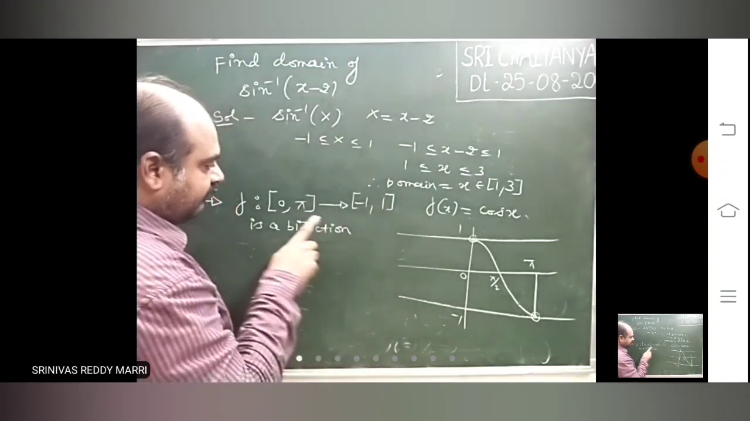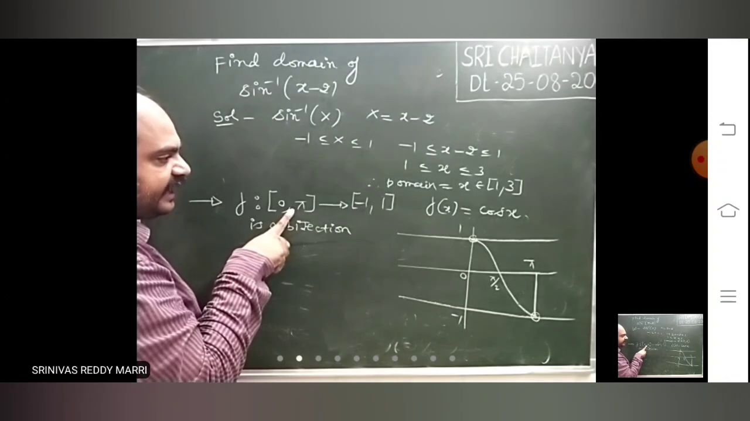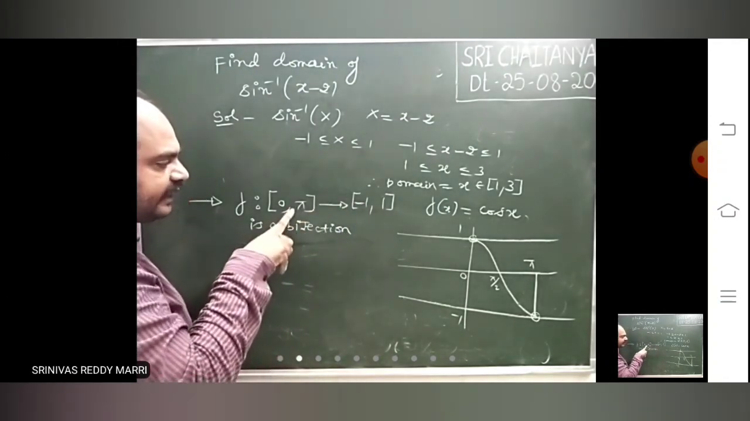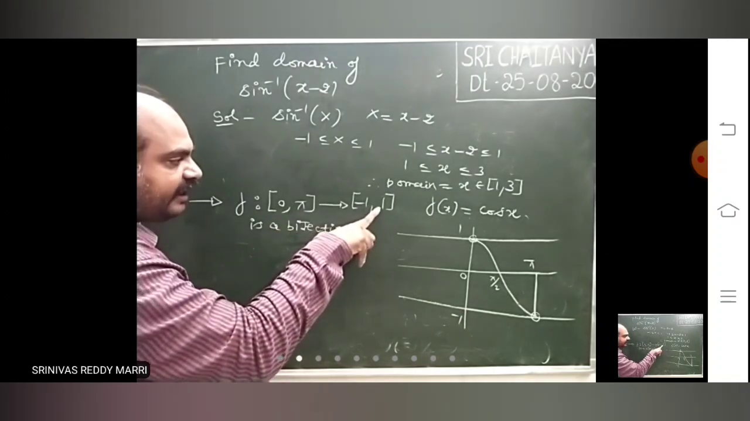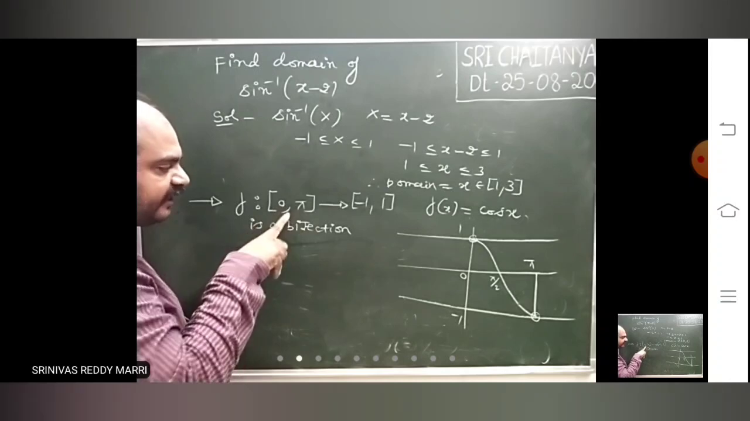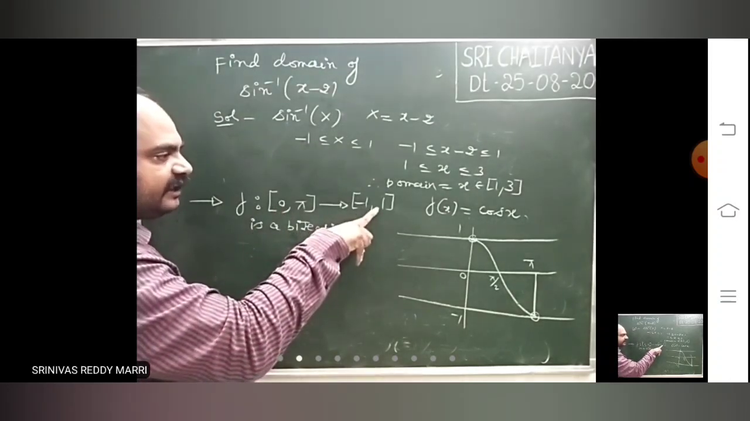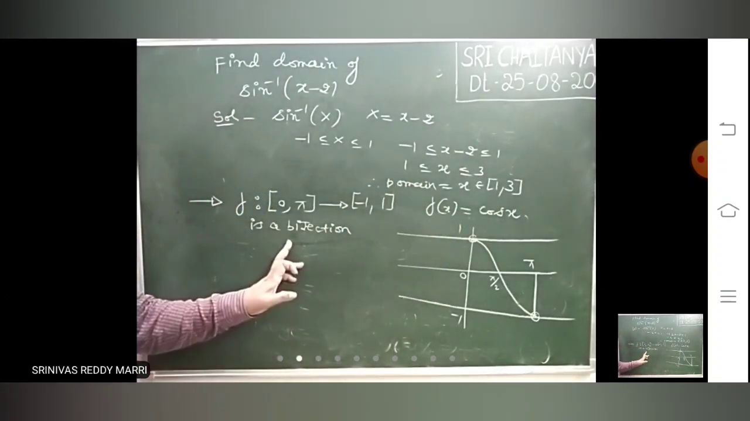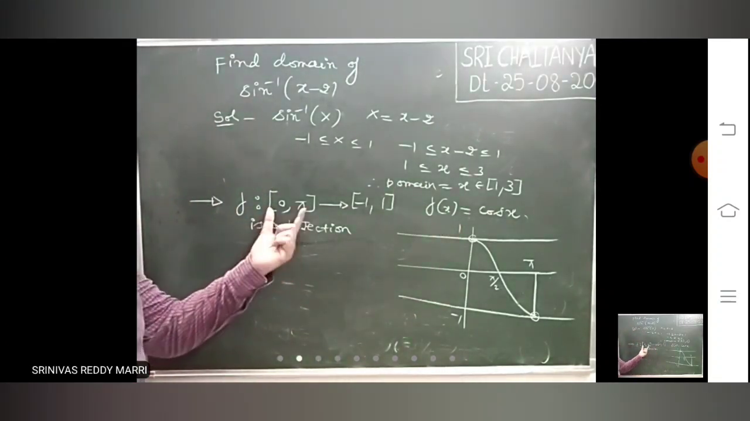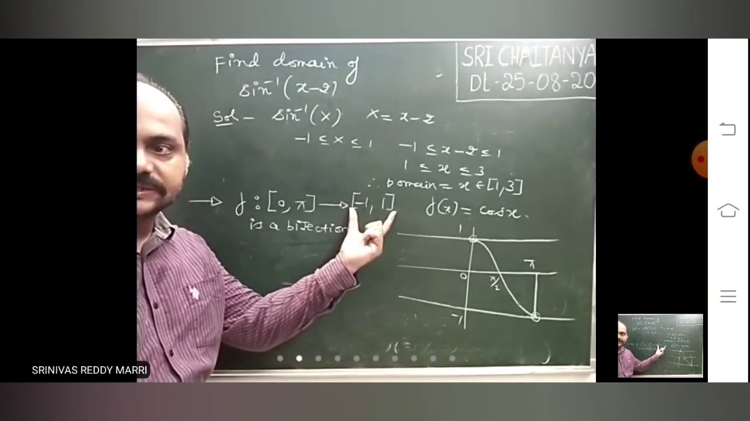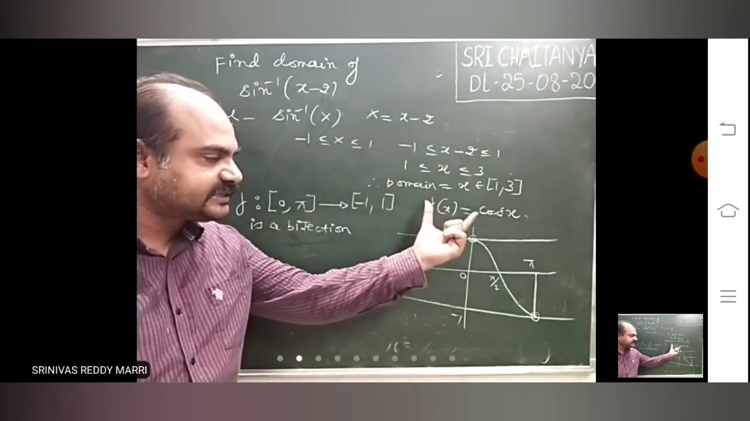So therefore, for every x value, there will be one y value in this interval, and no two x values here will have the same y value. You take any two different x values, you will get different y values. Therefore, it is one-one as well as onto. In this interval, if you take the domain, you will get this range. So this is a bijection.